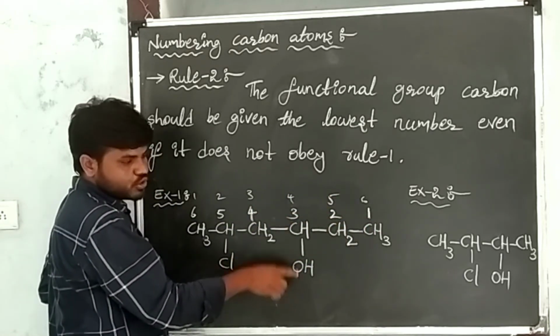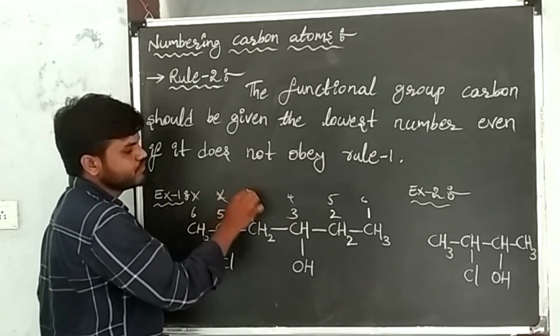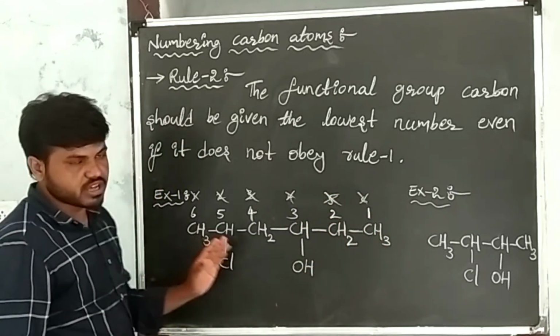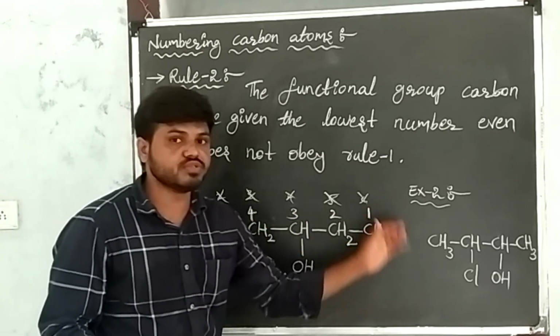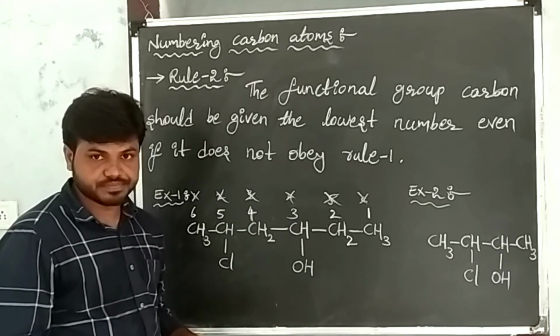Right to left, the alcohol position is what? 3rd position. So don't give numbers to the carbon atoms from left to right for this carbon compound. For this carbon compound, you should give numbers from right to left. Then only this alcohol gets the least number.